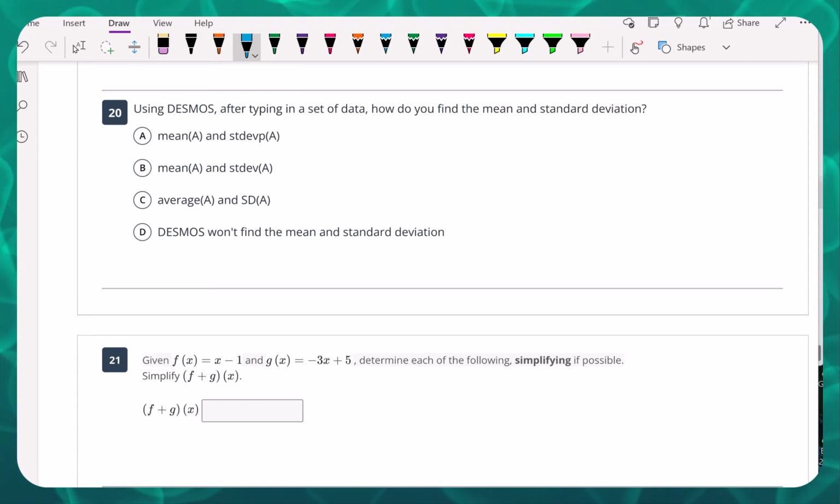Okay, so in question number 20, if you're given a set of data, just make sure you use a capital letter, equals, open bracket, type in the data. How are we going to find the mean and standard deviation? Make sure you're using standard deviation of the population. So this is going to be choice A.